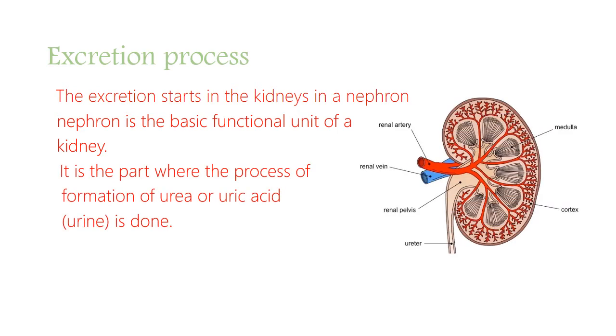This is the picture of a kidney. As you can see, the red one is the renal artery, the blue one is the renal vein. These are medulla. This is pelvis, renal pelvis, ureter, cortex.